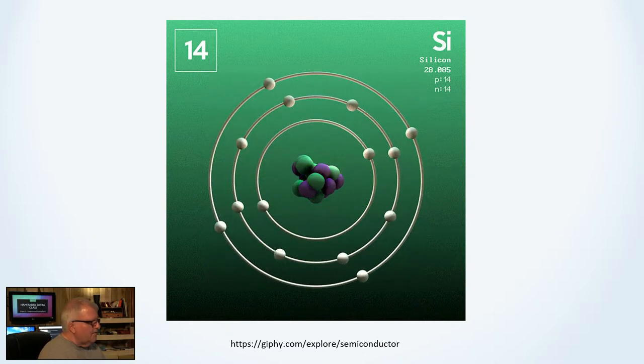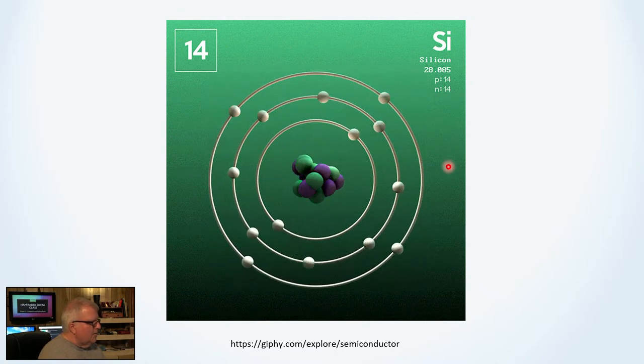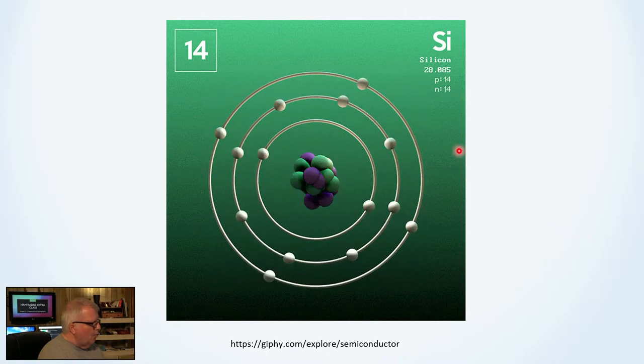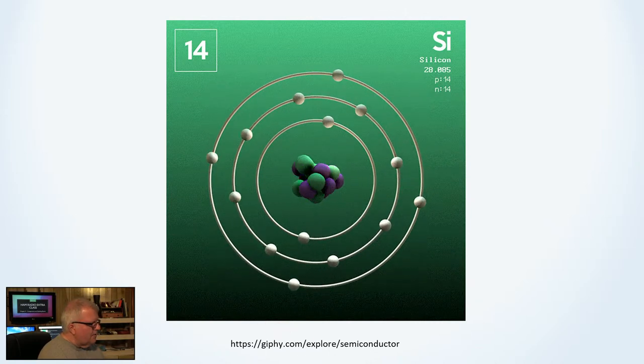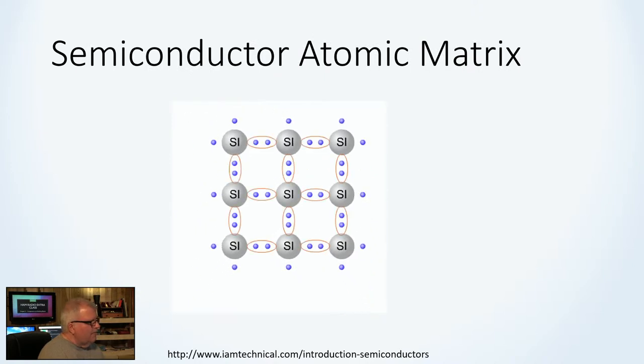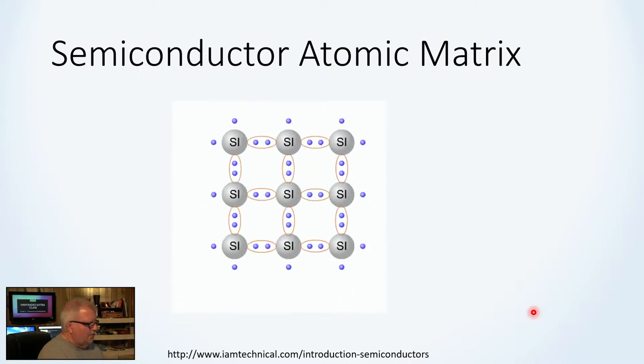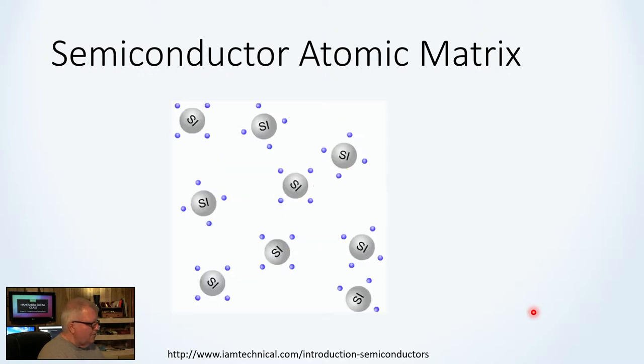And you notice it has four electrons in the outer ring, the valence ring. When you put one atom of silicon together with other atoms of silicon, they form this matrix. It's a very, very strong matrix. It looks almost crystalline, and you will see that here in a second.